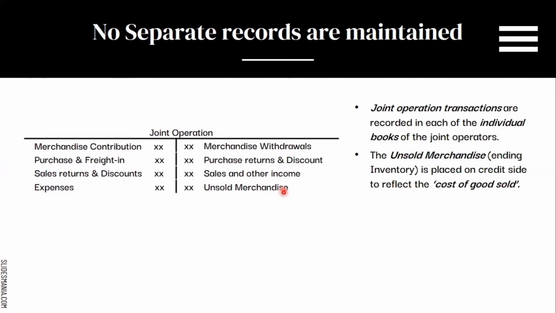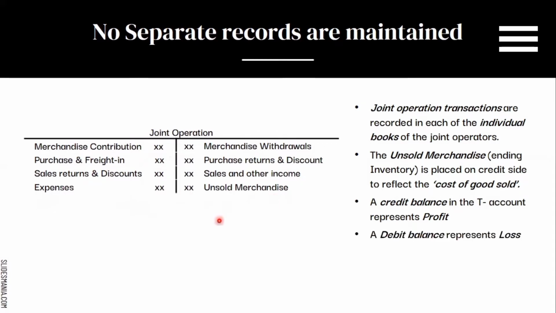In computing the cost of goods sold po kasi, beginning inventory plus purchases, ilaless natin yung purchase return and discount, i-add natin yung fit-in, tapos ilaless natin yung unsold merchandise or the ending inventory to get the cost of goods sold. Okay? Pag mas malaki ang amount dito sa credit side at meron tayong credit balance, ibig sabihin may profit. Pero kung mas malaki ang amount sa debit side at meron tayong debit balance, ibig sabihin meron tayong loss. Remember guys, na kapag debit balance, loss. At kapag credit balance naman, ay profit.